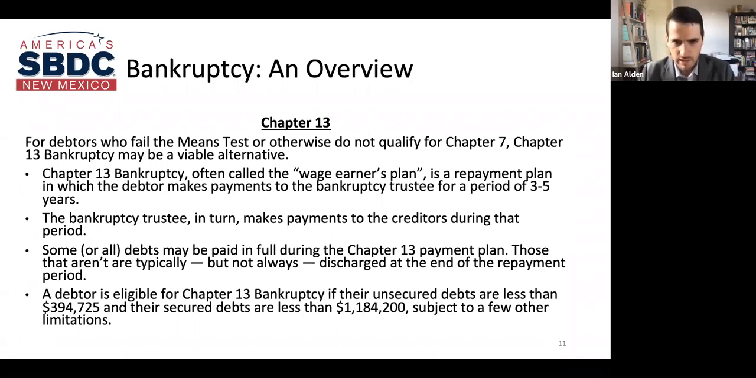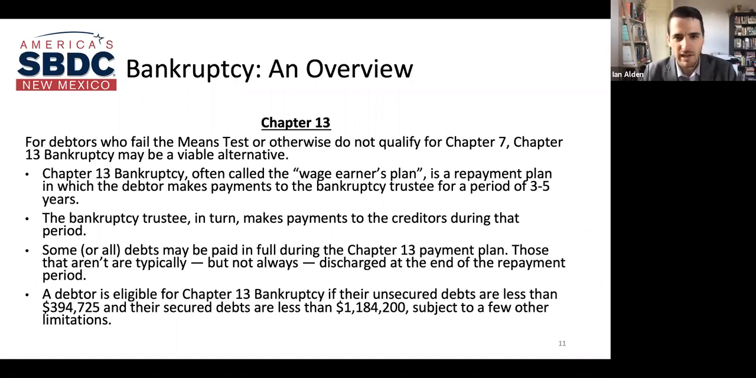Chapter 13, as we discussed, it's the wage earners plan. You're eligible for a Chapter 13 bankruptcy if your unsecured debts are less than 394,000-ish, 395,000. And if your secured debts, again, those are the debts that are backed by collateral, a house, cars, etc., are less than around 1.2 million, subject to some other limitations.